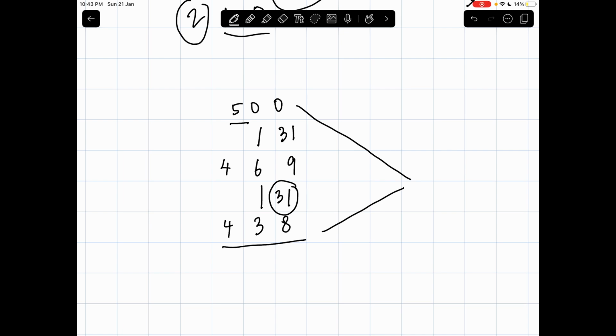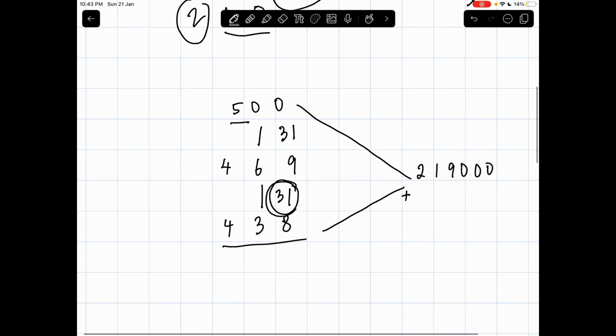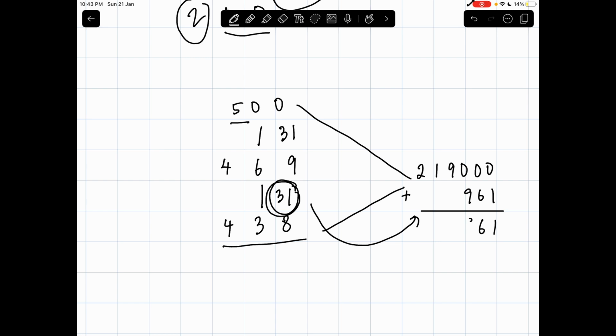So you multiply 500 and 438. And you will get the answer of 219,000. Remember to add these two zeros at the end, and then add the square of 31, which is 961. There we have it. So if you add those together, you will get 219,961. That's it. That's all we have to do to square 3-digit numbers.